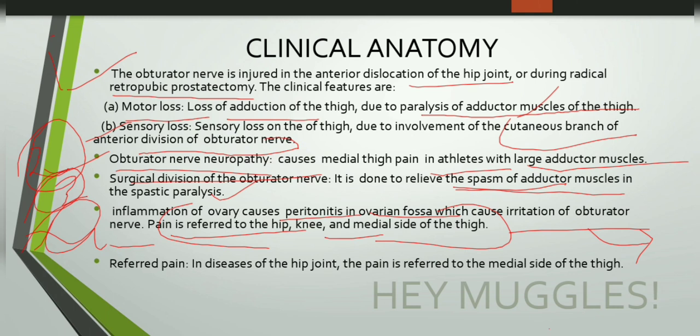If there is inflammation in the peritoneum or in the ovary, in the ovarian fossa, the pain would be referred to your hip, your knee and the medial side of the thigh. What is referred pain? It is a pain which is perceived at a location other than its site of origin. Here the inflammation is in the ovary and peritoneum, but the pain is referred to the medial aspect of your thigh, hip and knee.